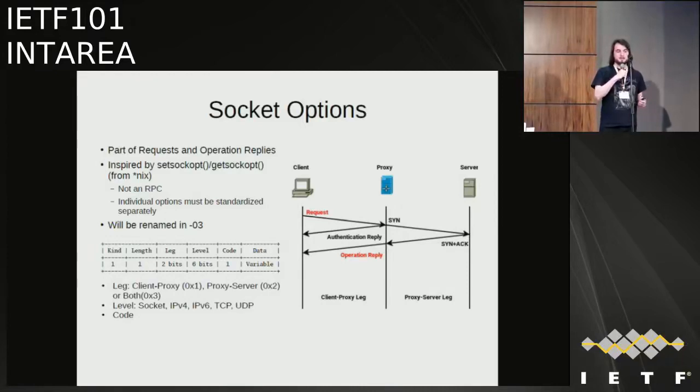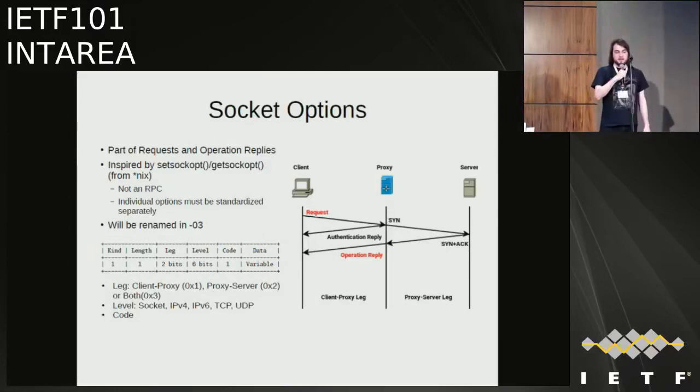Now, clients can include these options in their SOCKS requests in order to request certain behavior from the proxy, and proxies can include them in the operation reply to advertise their behaviors. The fields I want to draw your attention to are leg, level, code, and data. The leg basically indicates what leg the behavior refers to. It can either be the client-proxy leg, the proxy-server leg, or both legs.